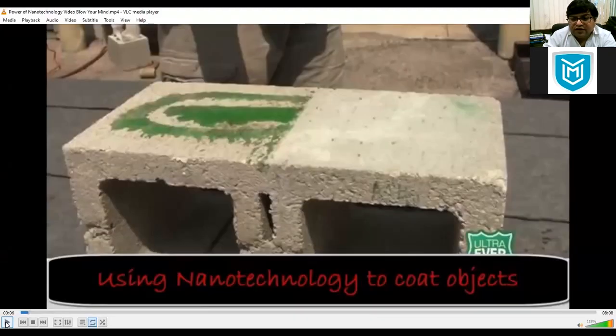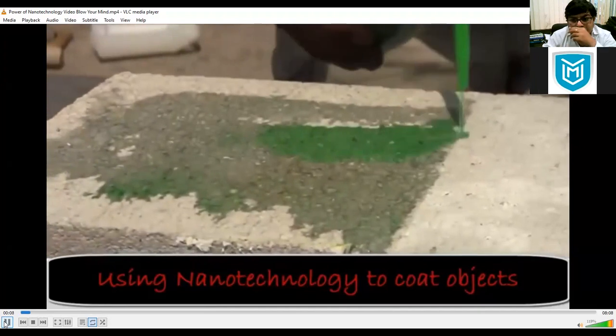First thing is that it can make a surface hydrophobic. What Ajay Ranka said in the morning, that they are making surfaces hydrophobic. So this is how surfaces are made hydrophobic.